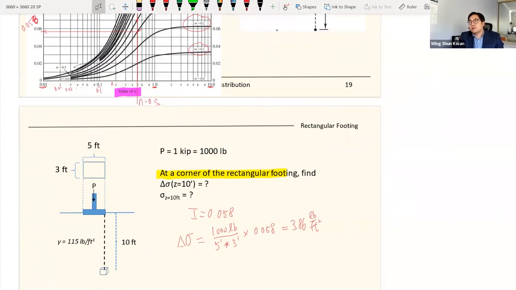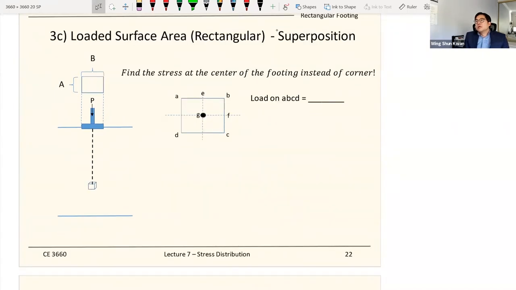Be ready to communicate, always be ready to explain to your engineer peers. Sometimes you need to explain to the public if you are in an important position. So remember the limitations of the rectangular method, the approach we just talked about, it only works at the corner of the foundations.